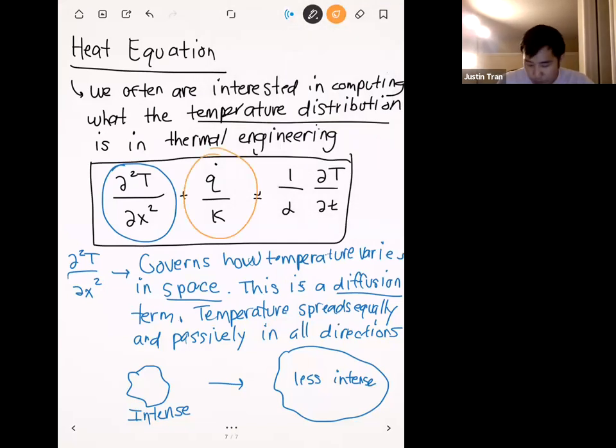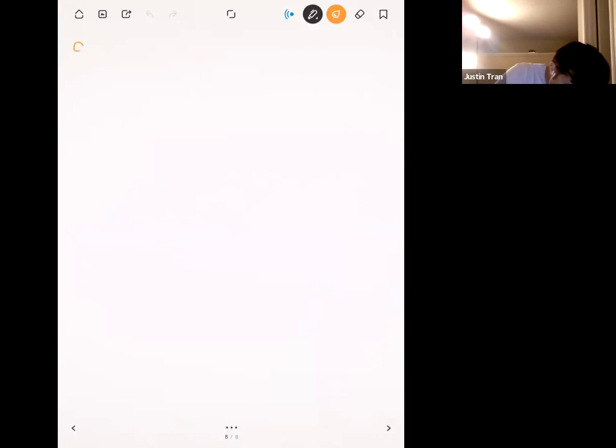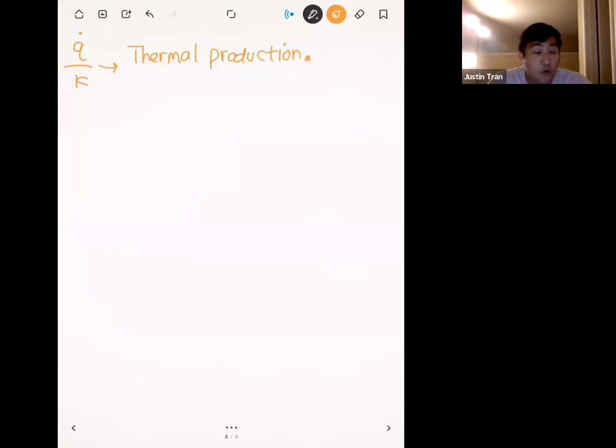So now let's talk about this term. We have this Q dot over K. This Q dot over K is known as the thermal production term. What this term accounts for is any cases where we can produce thermal energy within our system.